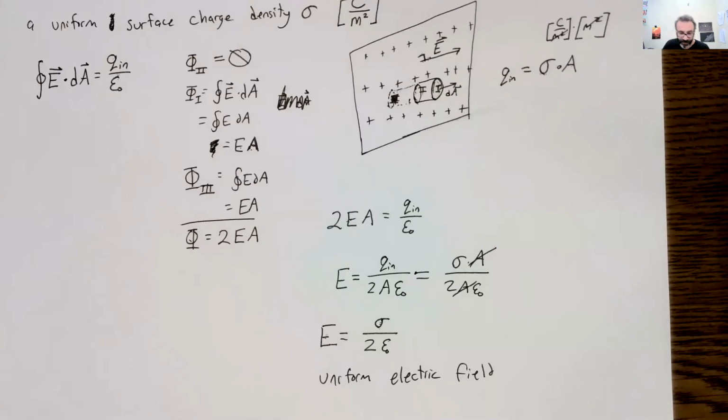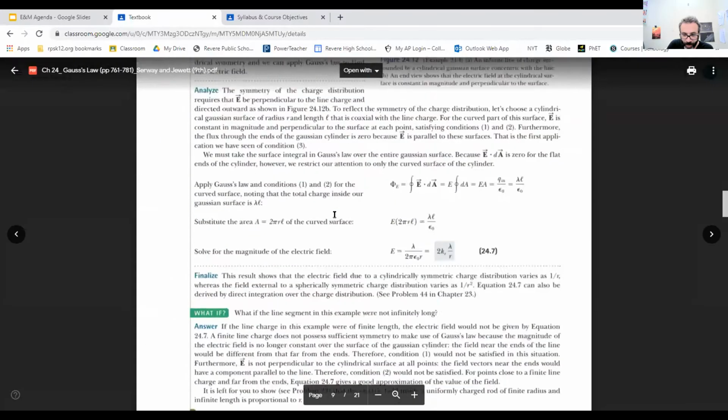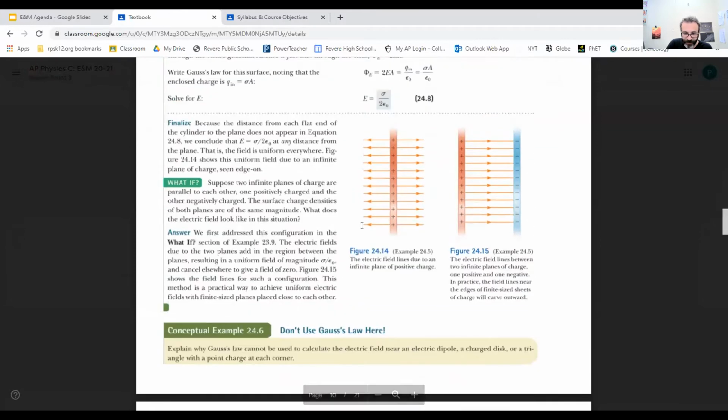So the diagram that I'll show you before wrapping up is also from the book. If you look at figure 24.14 here, here's your plane of charge. We're kind of looking end on at it. And then we've got a uniform field coming out from each side of it. On one side, it's always pointing away from the plane. It's positive charge. But as you get farther away, the electric field lines there are still evenly spaced. So the electric field is still the same magnitude, no matter how far away you get.